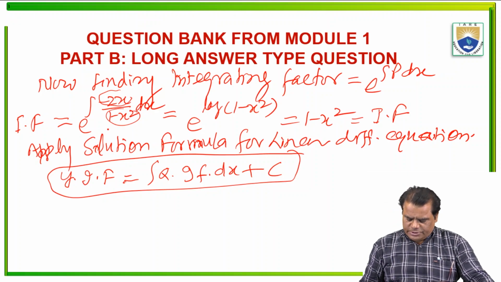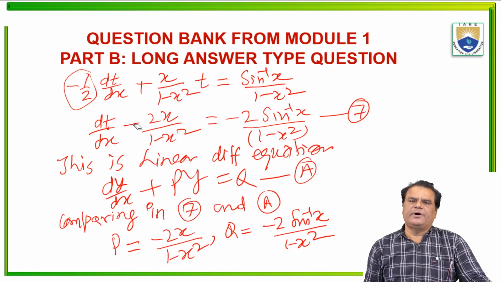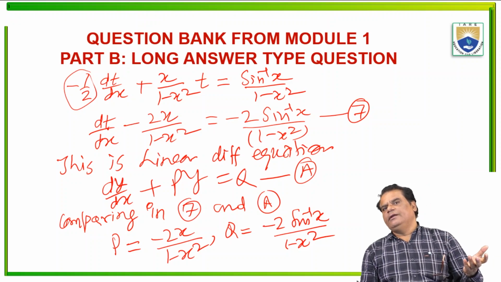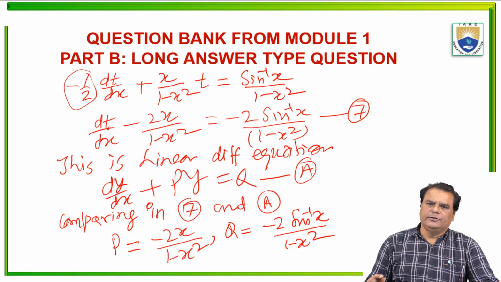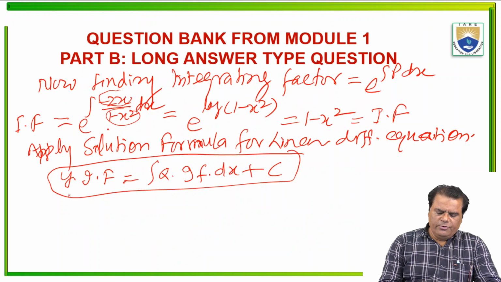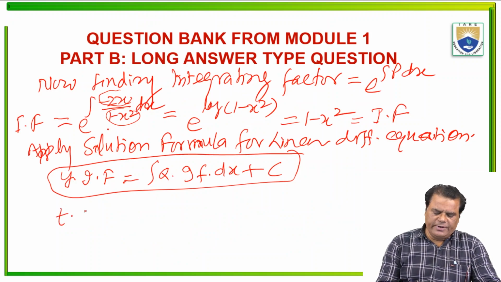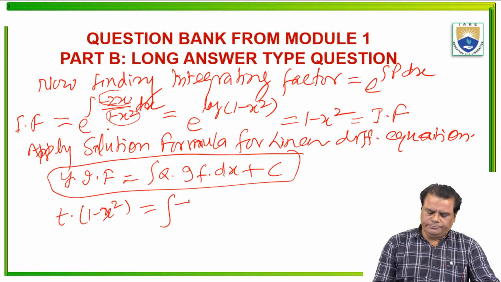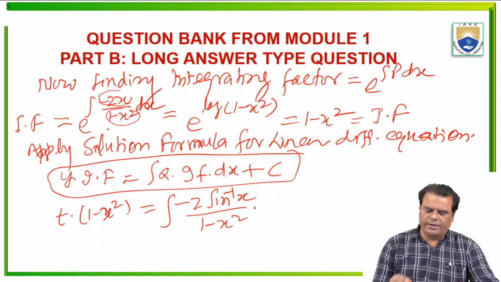But in our question, equation 7 is dt upon dx. T is the dependent variable and x is the independent variable. So now apply the formula here. Y is t and integrating factor is 1 minus x square, and this equals integration q, minus 2 sine inverse x upon 1 minus x square, into integrating factor 1 minus x square, this dx, plus c.